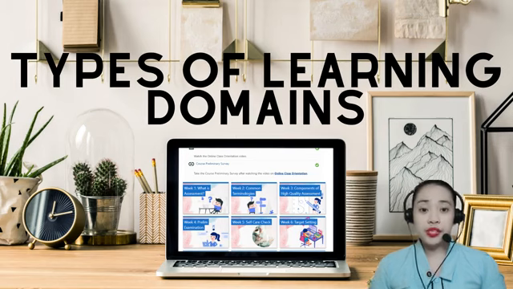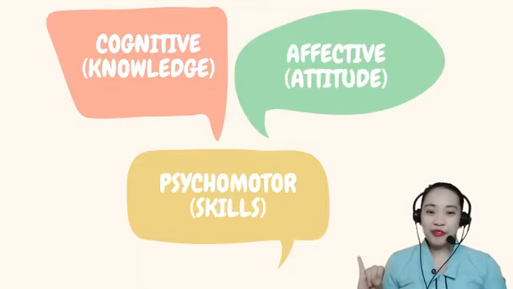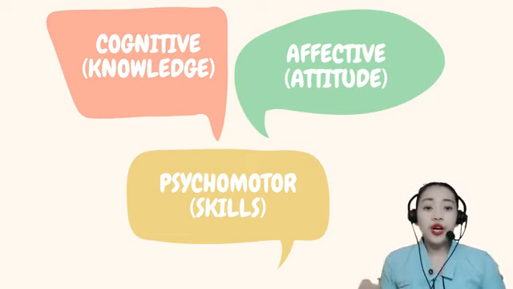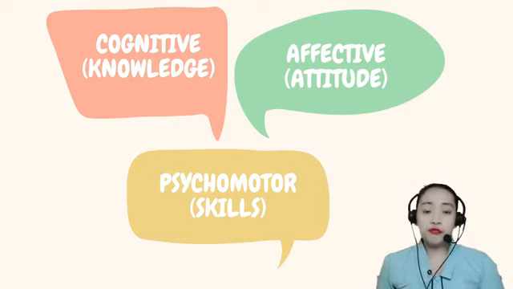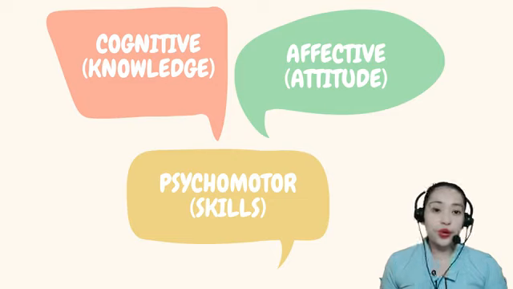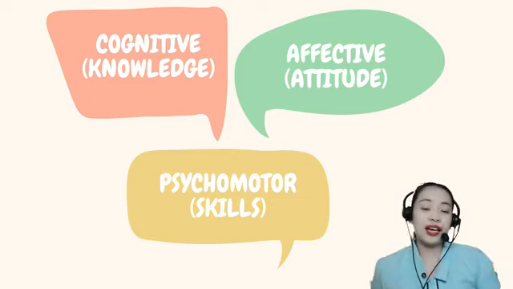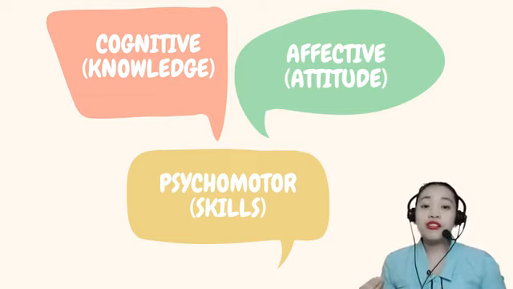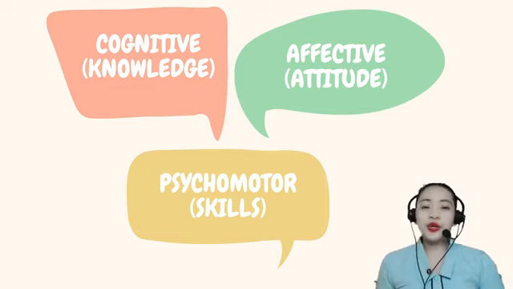Student learning outcome has three types of learning domains. These are cognitive, affective, and psychomotor. When we say cognitive, those are mental skills or termed as knowledge. When we say affective, it means growth in feeling or emotion, and it is also termed as attitude. And lastly, when we say psychomotor, it is manual or physical skills, or merely termed as skills. Let me introduce to you the levels of these domains.